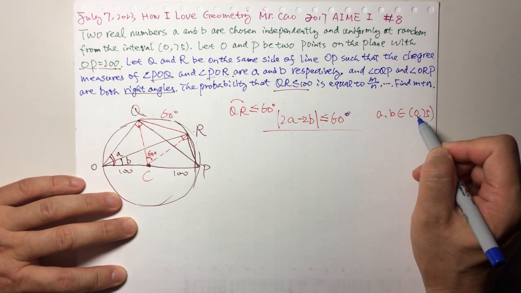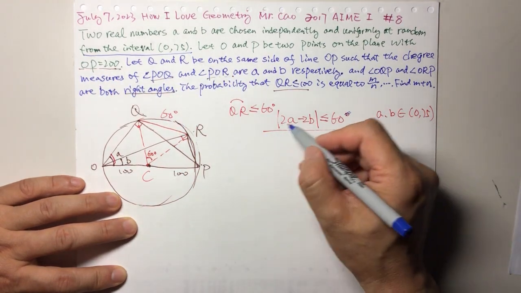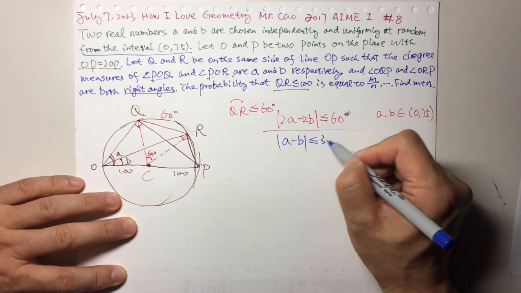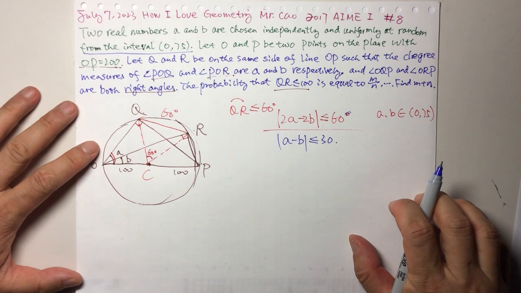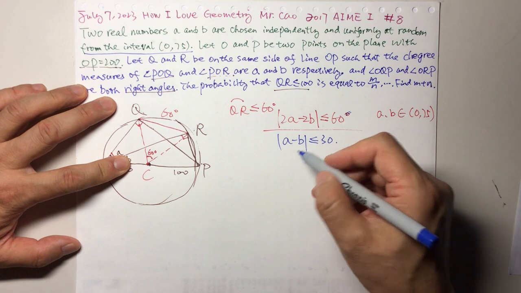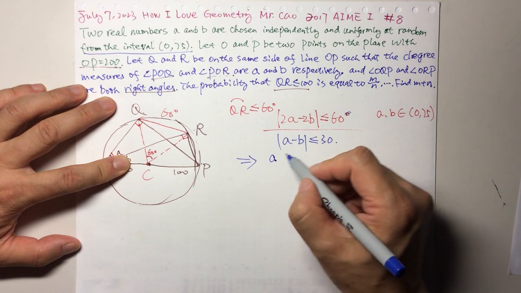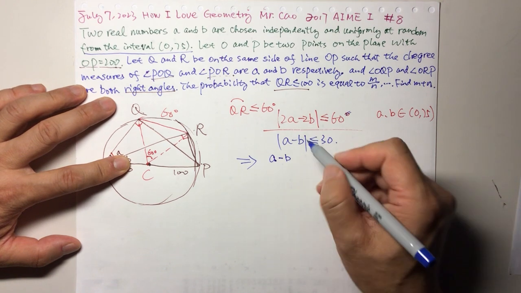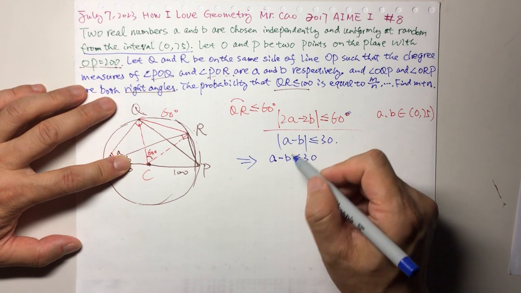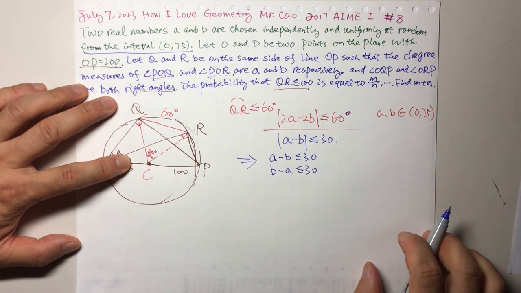Okay, a and b are from the interval 0 to 75. So dividing by 2, the absolute value of a minus b is less than or equal to 30. And we can convert this to two forms. If a is greater than b, one is a minus b less than 30, and the other possibility is b minus a less than 30, right?